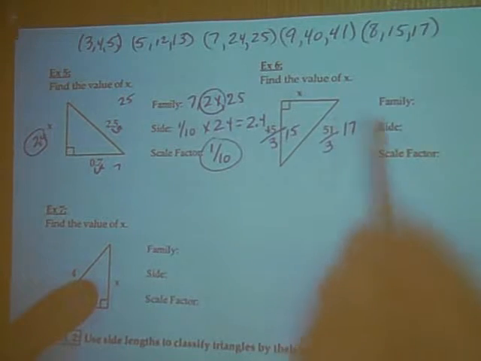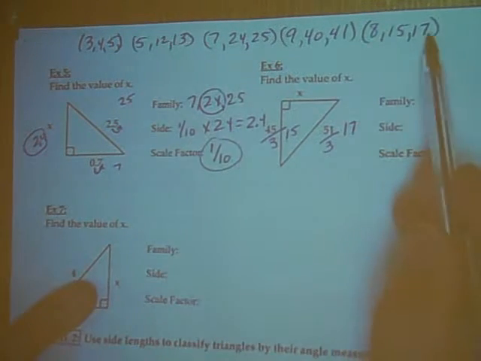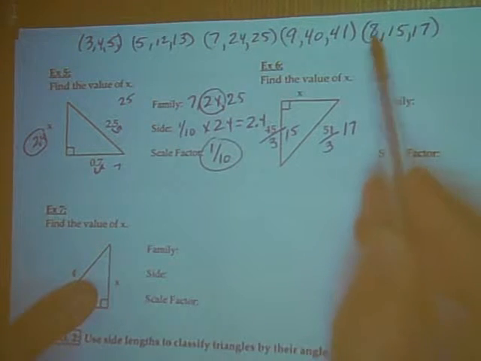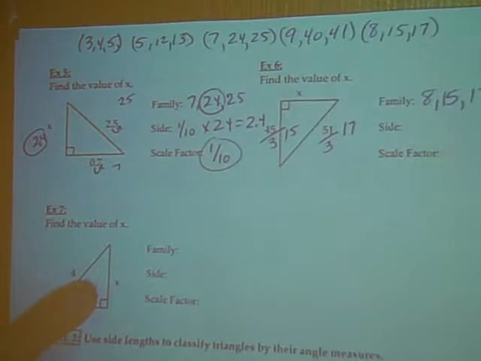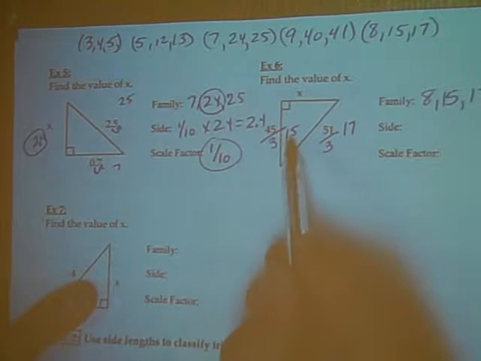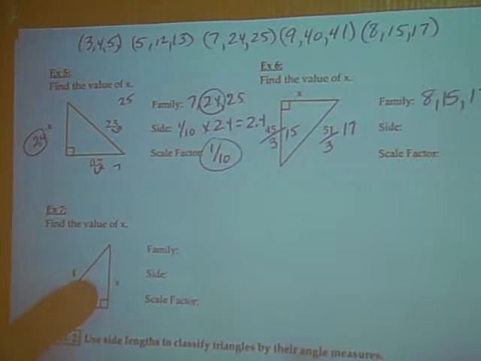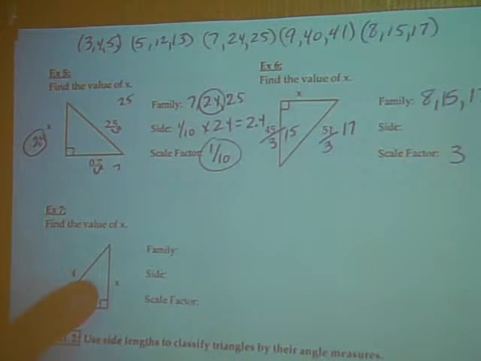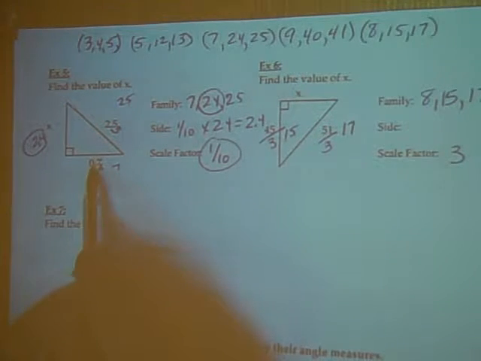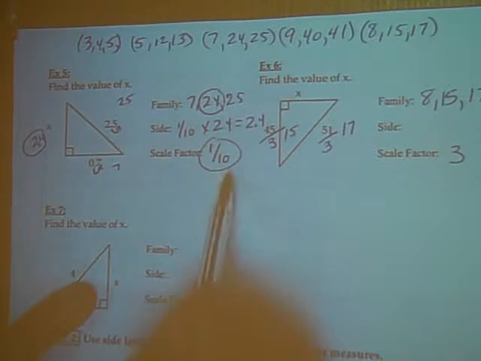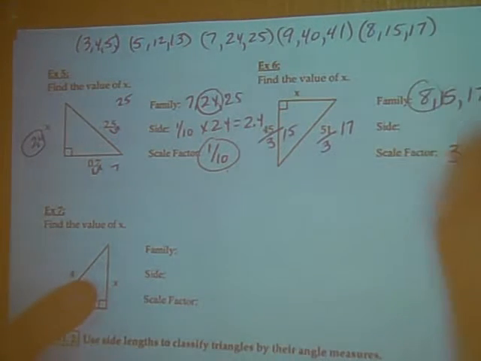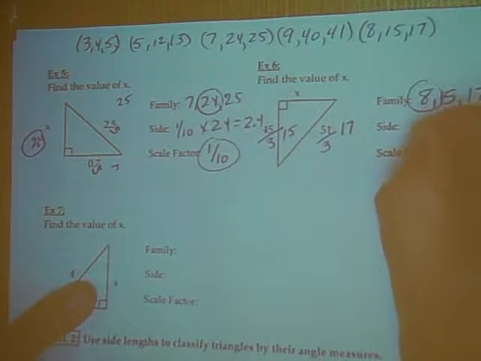I look up here. I know 17 is my hypotenuse, so I look for one with a hypotenuse 17. I got a side of 15, so I know my other one's got to be 8. So 8, 15, 17. My scale factor here, since I had to divide by 3 to get this number, I do the opposite here, and I multiply by 3 for my scale factor. Just like here, I multiplied by 10, so to get back to it, what do I have to do? Divide by 10, which is 1/10. So now I take the missing side and the scale factor, and I multiply them together.